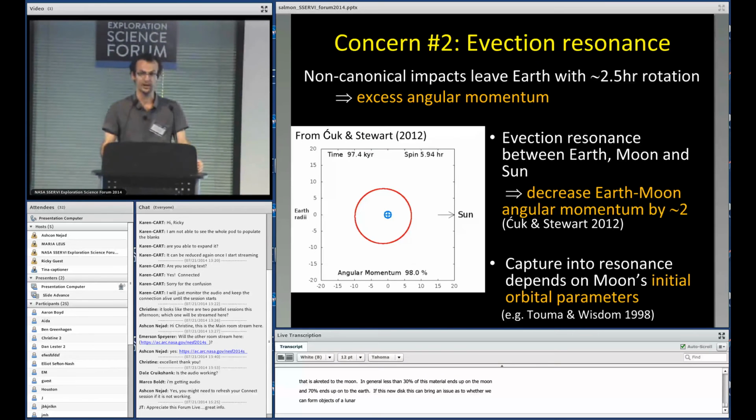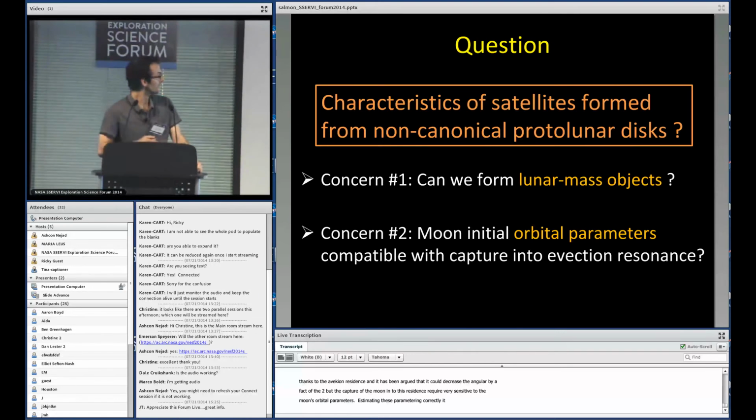Second problem of this new kind of impacts is that they leave the Earth-Moon system with an excess of angular momentum that needs to be subsequently drained thanks to a resonance called the evection resonance between the Earth, the Moon, and the Sun. And it has been argued that it could decrease the angular momentum of the Earth-Moon system by a factor of 2. However, the capture of the Moon into this resonance is very sensitive to the Moon's orbital parameters. So estimating these parameters correctly is essential to assess whether this capture could be efficient.